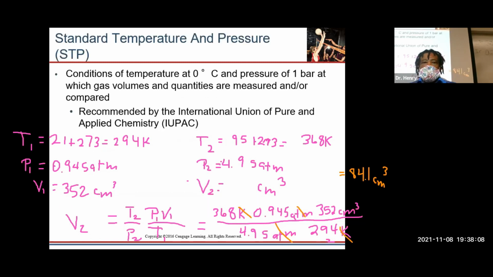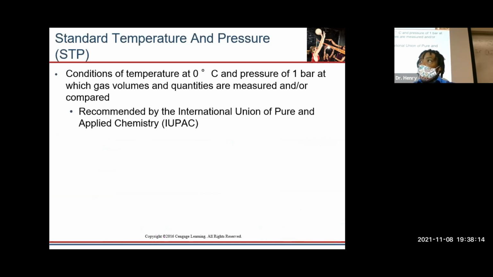Okay, STP, and then we're going to take a break. STP stands for standard temperature and pressure. So standard temperature is 0 degrees Celsius, and standard pressure is 1 bar.